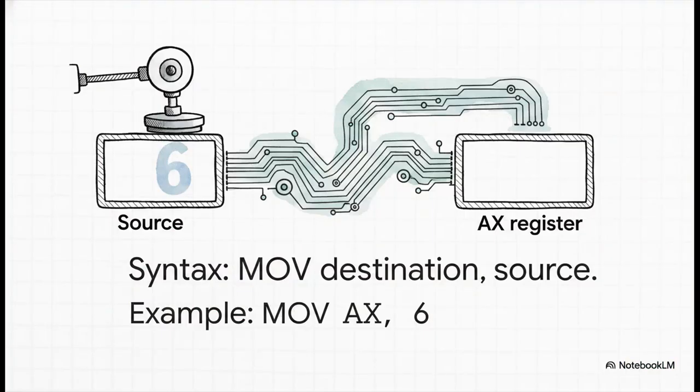The most fundamental, the one you'll see absolutely everywhere, is MOV. Now listen closely, because the name is a little misleading. It doesn't actually move anything. It copies. So when you see MOV AX, 6, think of it as copy the value 6 and paste it into the AX register. It's a copy and paste, not a cut and paste.